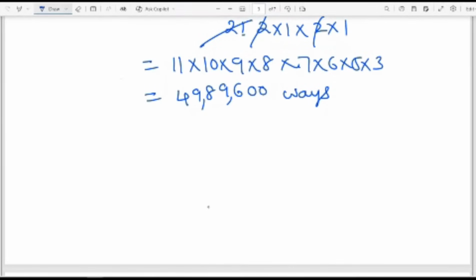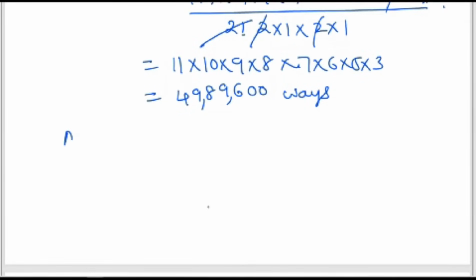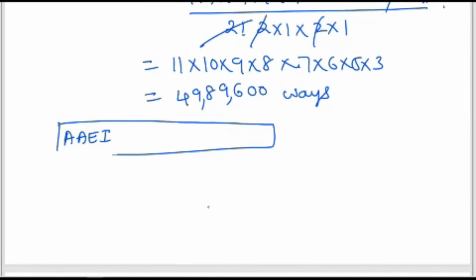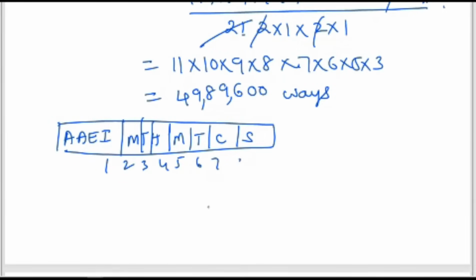So for the second one, we'll take all the alphabets which are vowels in mathematics separately. Then we'll take M, T, H, M, T, C, S. So here we count 1, 2, 3, 4, 5, 6, 7, 8. So it will be 8 factorial divided by what is repeated here. M is 2 times, T is 2 times. So we'll take 2 factorial by 2 factorial.